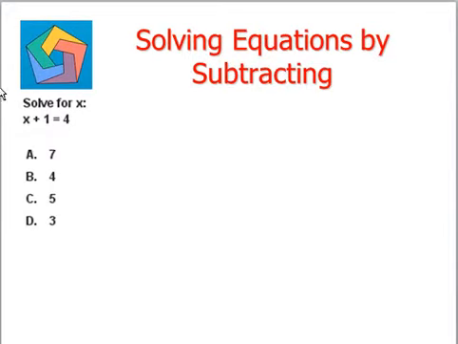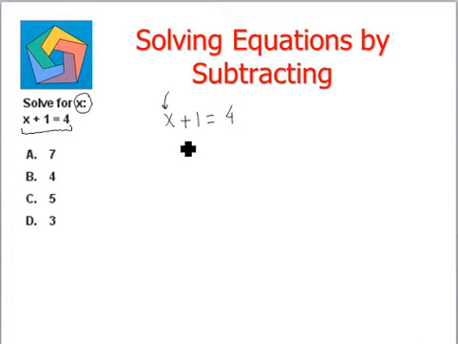The first question says solve for x and we're given the equation x plus 1 equals 4. Let's rewrite x plus 1 equals 4. The question says solve for x. This means that we have to find out the value of x, and this can be done by isolating x on one side of the equality sign.